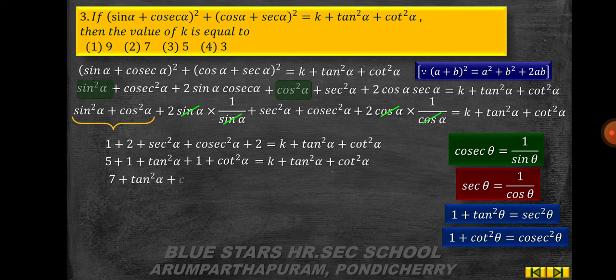Again adding the constant terms: 7 plus tan square alpha plus cot square alpha is equal to k plus tan square alpha plus cot square alpha. Here k is equal to 7, because if you take tan square alpha and cot square alpha to the left hand side, they become negative. So tan square alpha minus tan square alpha and cot square alpha minus cot square alpha get cancelled. So the value of k is 7. The correct answer is option 2, 7.